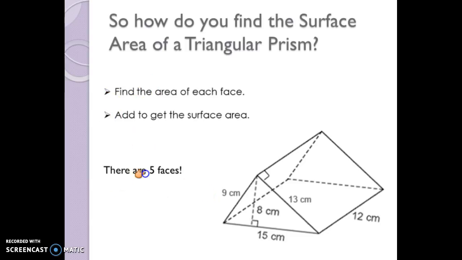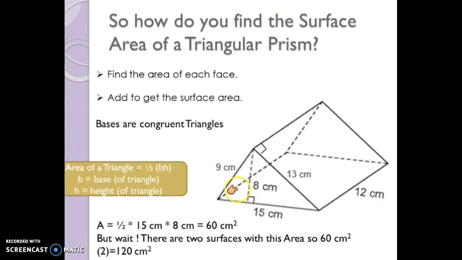But now we don't have 6 faces, we have 5. We have the 2 congruent triangle bases and 3 lateral faces. So again, we're finding the area of each face. We're going to find the triangle first, and the area formula for a triangle is 1/2 base times height. Now this base and height is the base and height of the triangle. So we have a base and a height of 8 and 15.